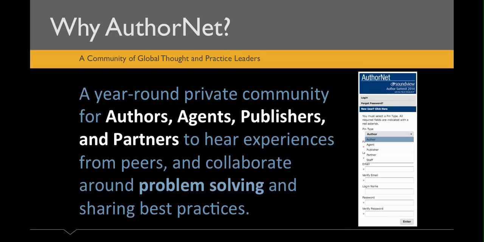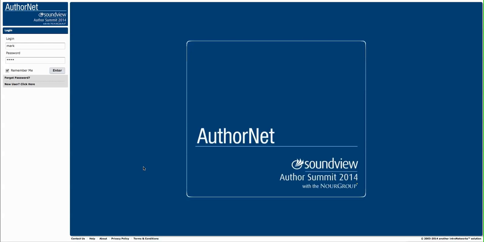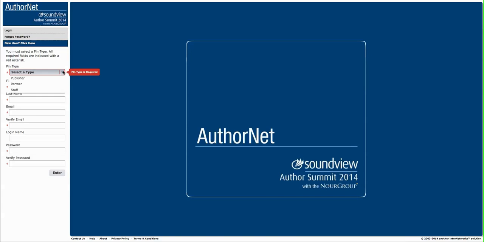Let me show you how to do that. At AuthorNet.intronetworks.com, you'll easily find that link. You will see this page, and you'll click on the new user and then select the type of person you are: author, agent, publisher, partner, or staff. And then go in and fill in your name, give yourself an easy to remember login name, and create a password, and then hit the enter button.